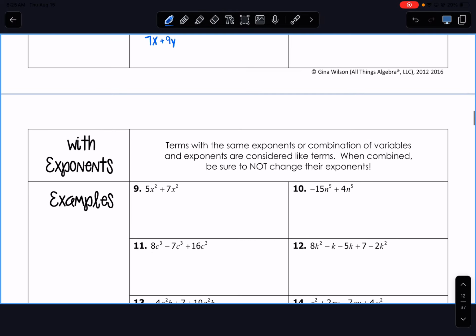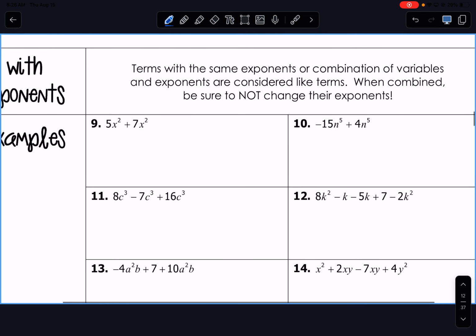So on the back, we're going to talk about what we do with exponents. So when we're combining like terms and we have a bunch of exponents in there, okay? Terms with the same exponents or a combination of variables and exponents are considered to be like terms. When you combine two things with exponents, you do not change the exponents, okay? So like 2x squared plus 2x squared is 4x squared, okay? Nothing changes that exponent. The only time you'll change exponents is if you multiply or divide, okay?